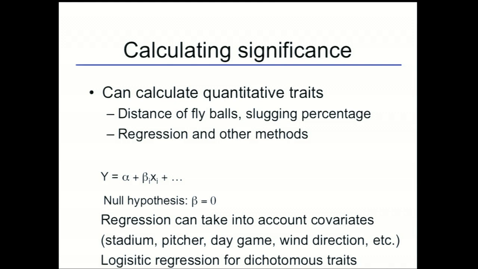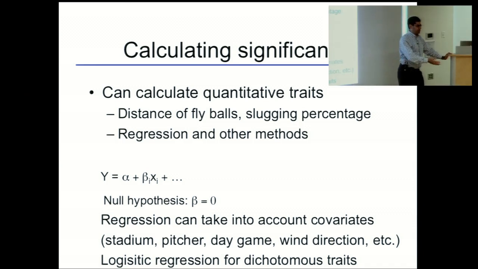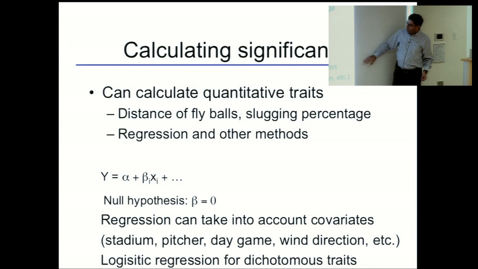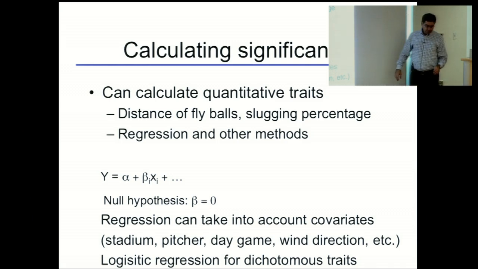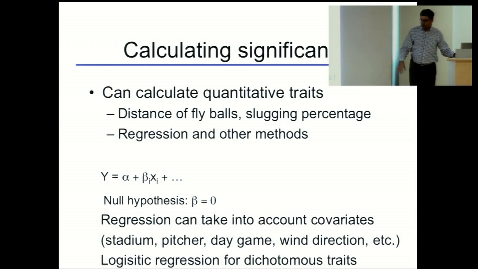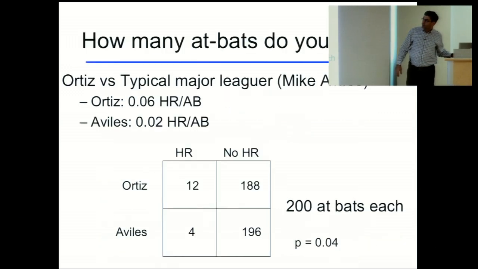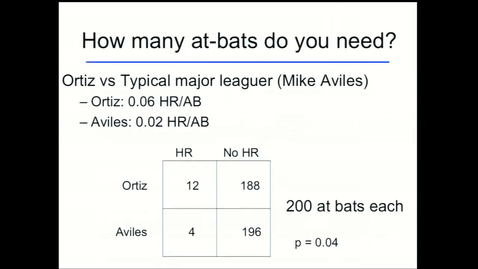Okay? And regression can take into account all sorts of covariates. For example, if you had always played Ortiz in the day games and always played Aviles in the night games, then you might see a difference, but that's because it's easier to hit home runs, actually I don't know which it is, probably at night than during the day. So you would take that into account, and there are ways of doing that in the regression framework. This is linear regression for quantitative traits and logistic regression for dichotomous traits. Okay, so that's how you would do it. You wouldn't necessarily just do these 2x2 tables, but it's a good approximation.